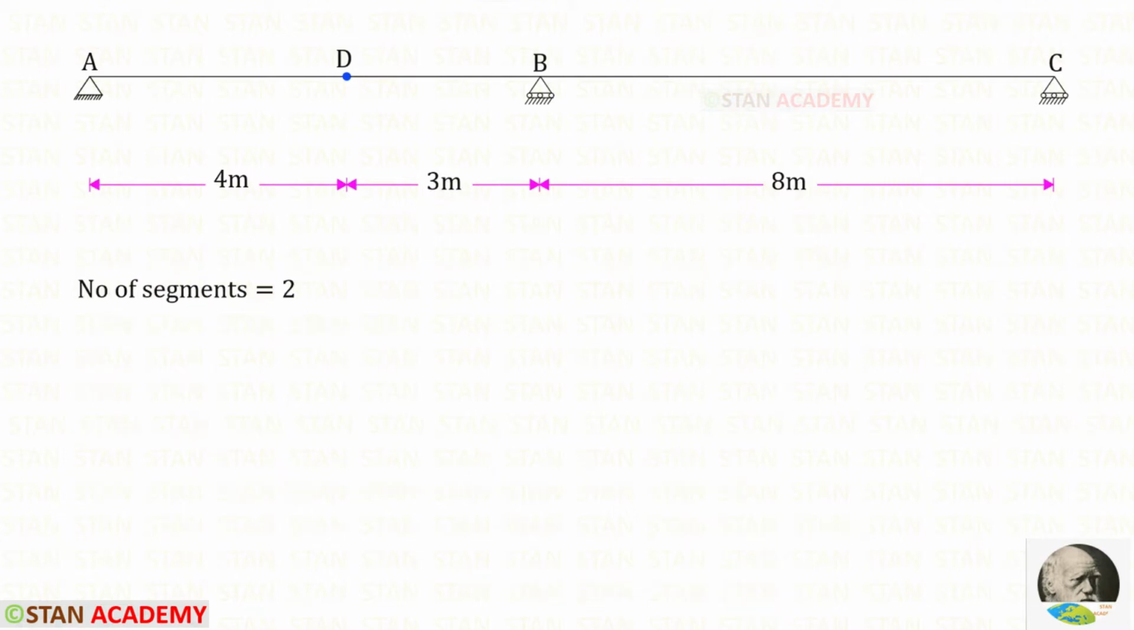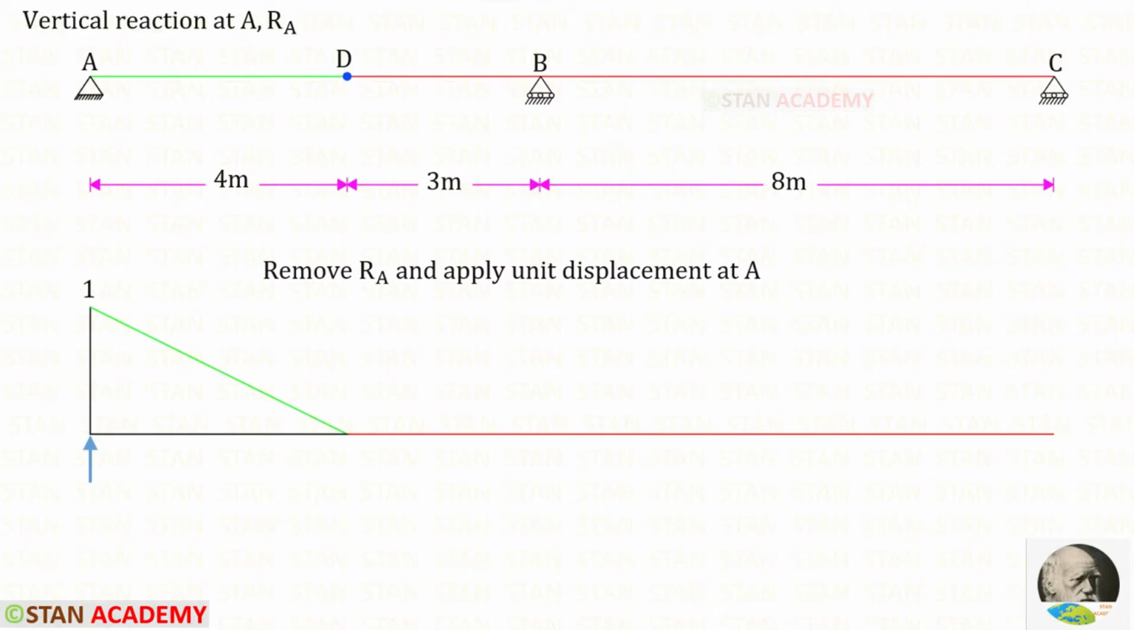First, we need to find the number of segments. About the hinge, we have to find the segments. Here there are two segments, AD and DBC. You can see that for both of the segments I have given different colors. First, let us draw the ILD for the vertical reaction at point A.